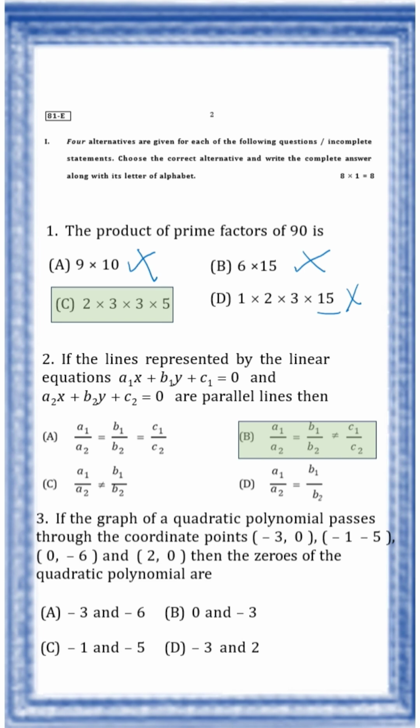Okay. Question number 3. The graph of a quadratic polynomial passes through the coordinate points (-3, 0), (-1, -5), (0, -6), (2, 0). Then the zeros of the quadratic polynomial are, here y should be equal to 0. See here, (-3, 0) and (2, 0). Here y is equal to 0 and the value of x is -3 and 2. So option D, -3 and 2, is correct.